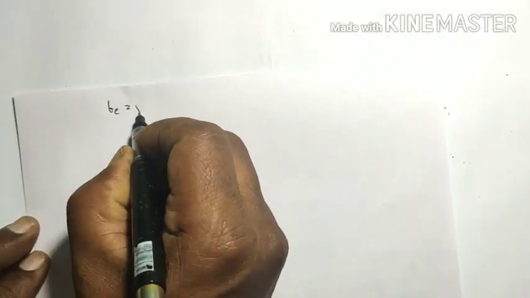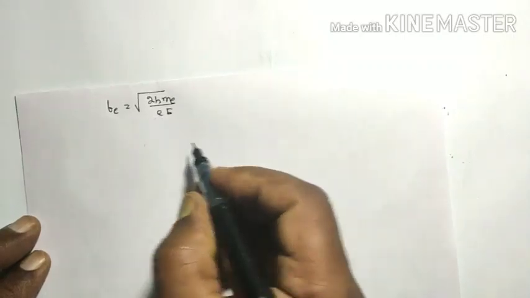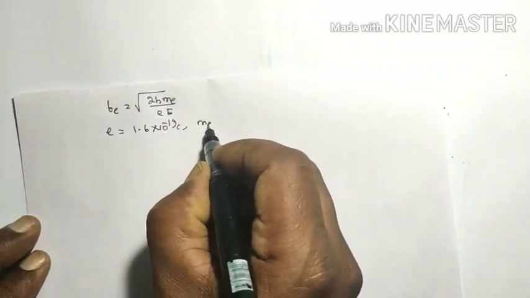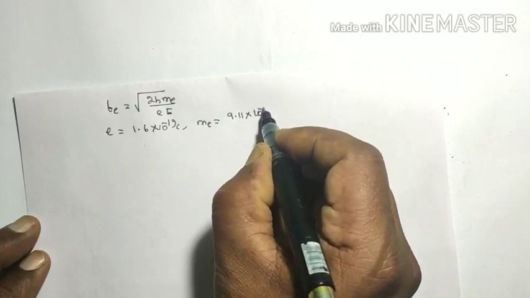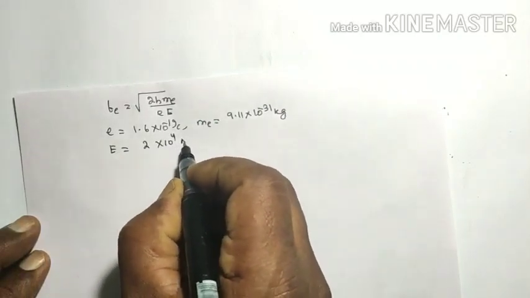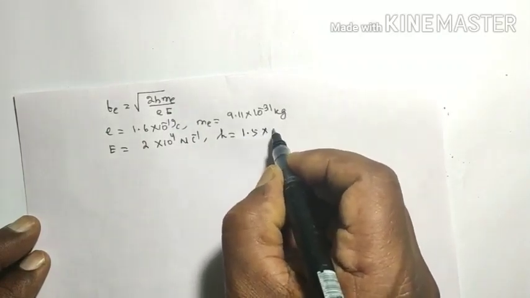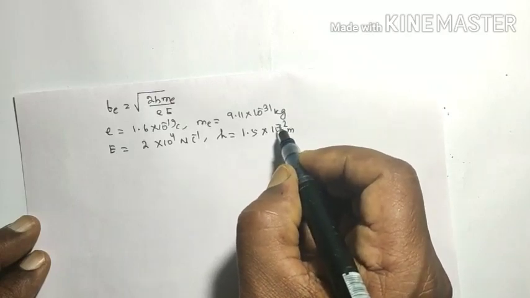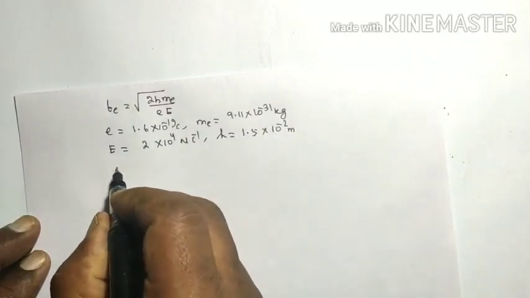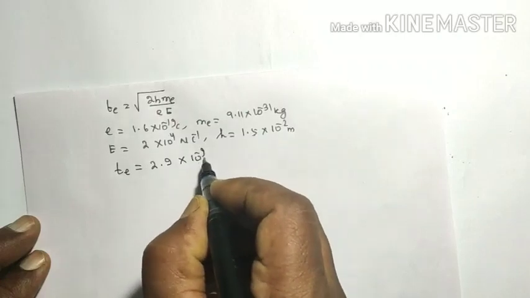So T_E equals square root of 2h m_e by eE. We know that e is 1.6 × 10^-19 coulomb, m_e, the mass of electron, is 9.11 × 10^-31 kg, and the electric field is given, that is 2 × 10^4 newton per coulomb, and height is given, that is 1.5 × 10^-2 meter, that is 1.5 centimeter. When it is converted to meter, 1.5 × 10^-2 meter. So substituting the values, we get T equal to 2.9 × 10^-9 second.